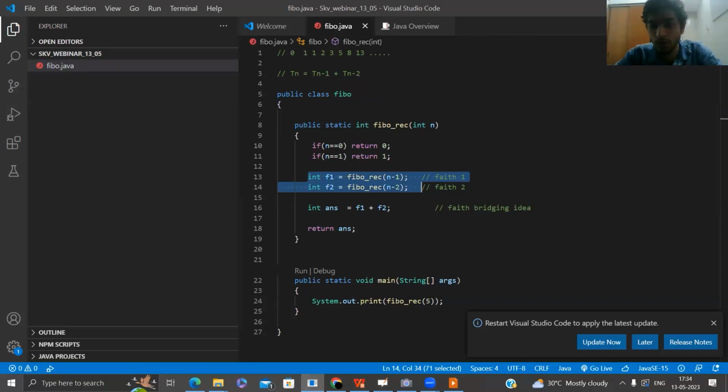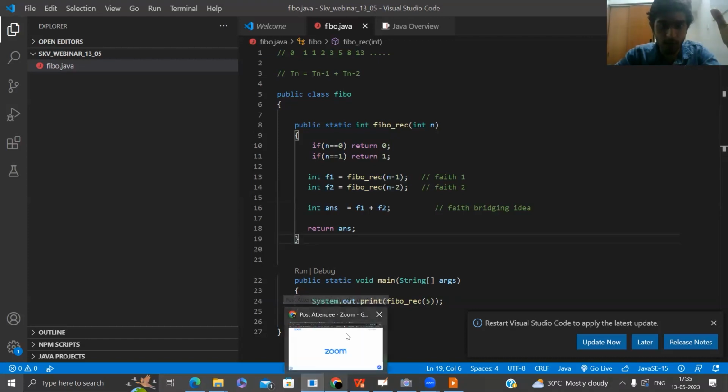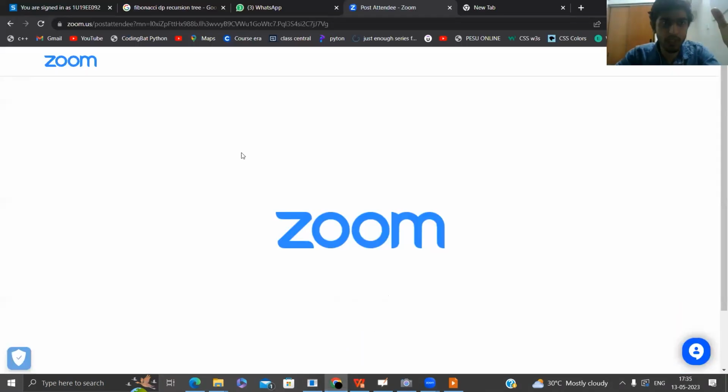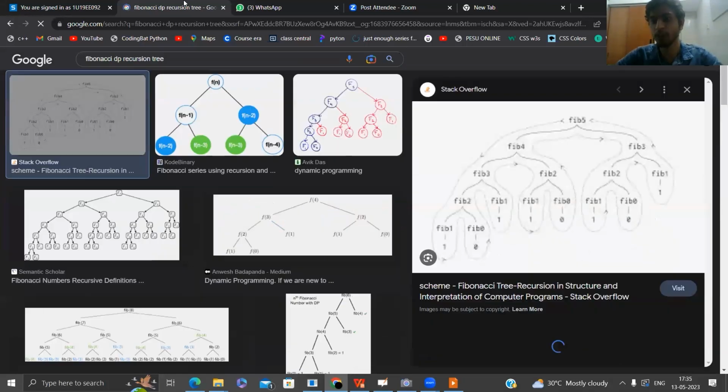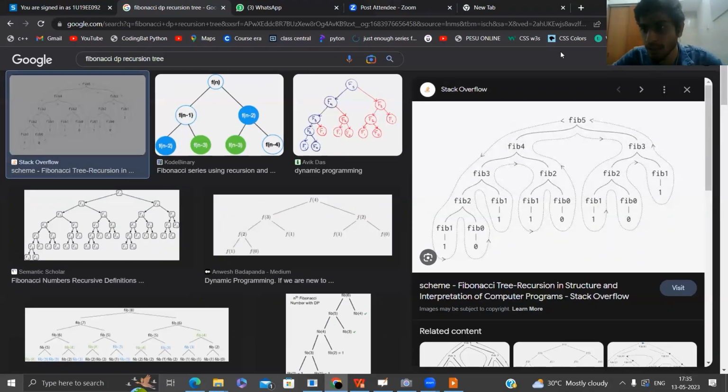Now, this was about recursion, right? And I told you that dynamic programming is optimization over recursion, right? So at this moment, since my writing tab is not working properly, I wanted to show the image of this recursion tree to you. Let me explain the recursion tree over here.